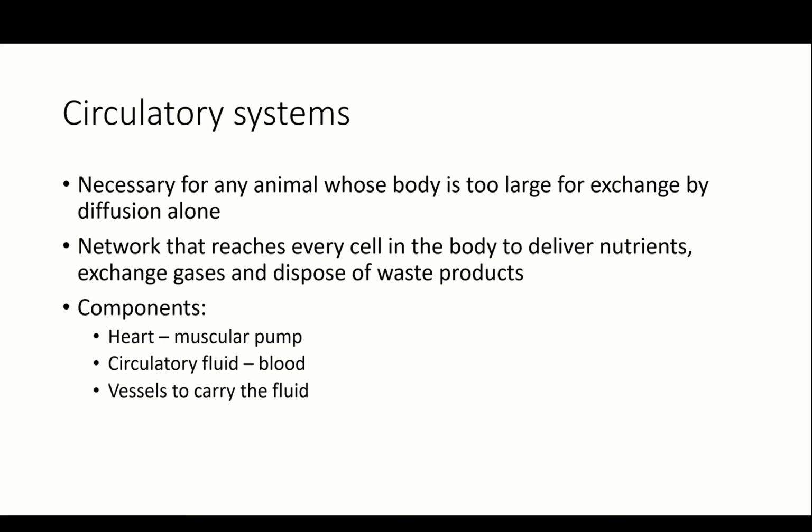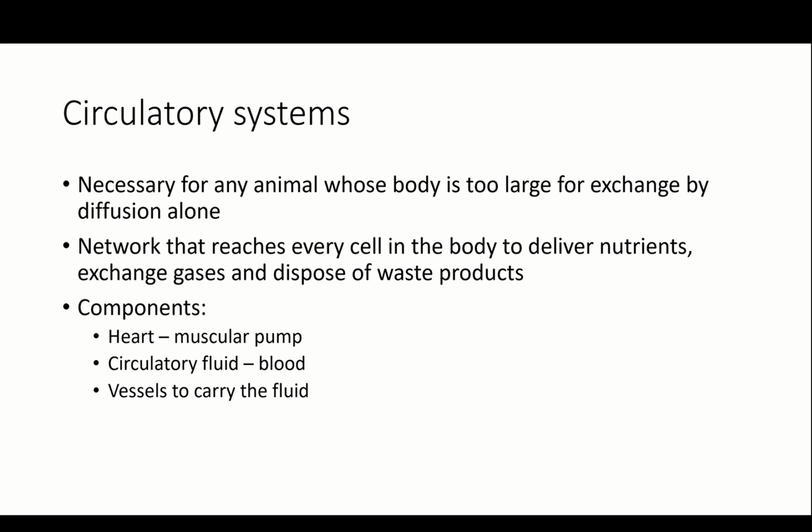Now, circulatory systems are necessary for any animal whose body is too large for exchange through diffusion alone. As you can probably appreciate, we are a very complex organism, and so we do have to have a specific system for carrying things like nutrients, gases, and waste. Circulatory systems are a network that reach nearly every cell in the body to deliver nutrients, gases, and again, to dispose of that waste. And all of them really have three critical components.